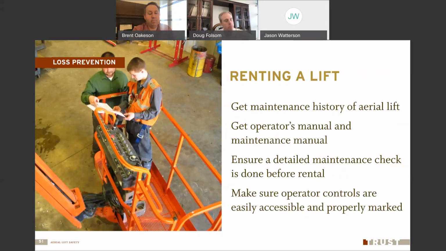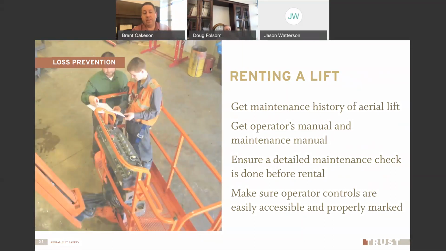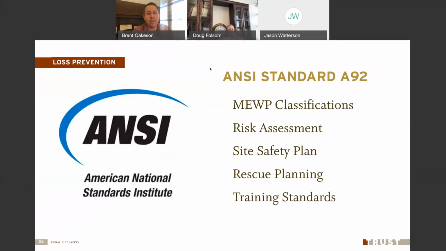So coordinate with your vendors, make sure that they can get you the right thing, to check those out and use them safely. I mentioned earlier about an ANSI standard that's come out. This is the ANSI A92 standard. It's a brand new standard, just came out last year, and it's now been put into place this year.